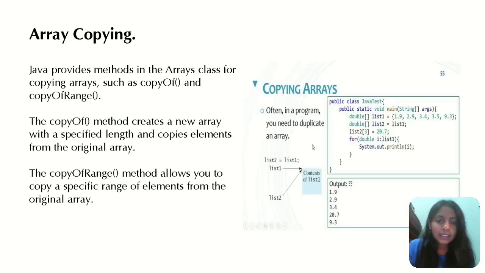Java provides methods in the Arrays class for copying arrays, such as copyOf and copyOfRange. The copyOf method creates a new array with a specified length and copies elements from the original array. The copyOfRange method allows you to copy a specific range of elements from the original array.